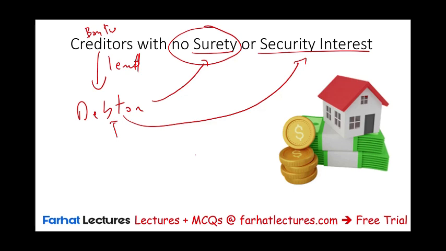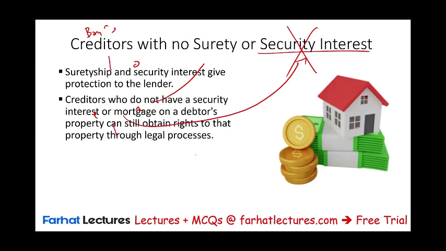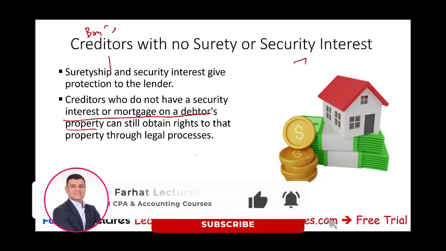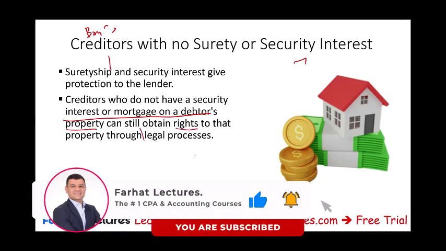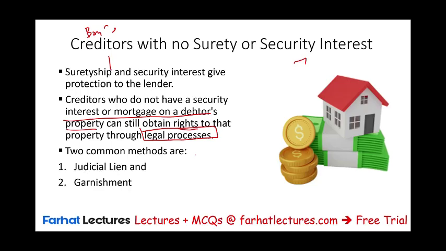So what happens if the creditors cannot obtain a surety and don't have security interests with the debtor? What other options do they have? Well, creditors that do not have a security interest or a mortgage on a debtor's property can still obtain rights to the property through something called the legal process. Specifically, there are two common methods that the creditors can obtain access to the debtor's assets, and that's through judicial lien and garnishment. And in this session, we'll discuss what is judicial lien and what is garnishment.